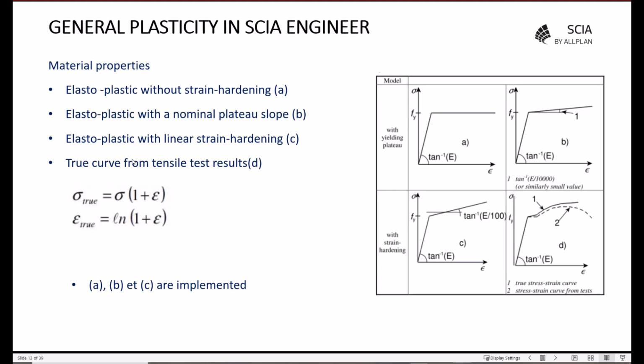Before moving on to SCIA, you need to know that it's not enough to activate this function to take plastic behavior into account. You also need to modify the behavior of the material. We have 4 different behaviors of the materials. You can see the elastic plastic without strain hardening, elasto-plastic with nominal plateau, elasto-plastic with linear strain hardening, and a true curve from tensile test results. The A, B, and C curves are implemented in SCIA Engineer.